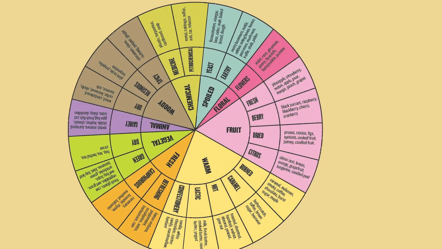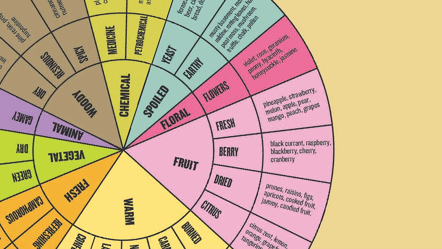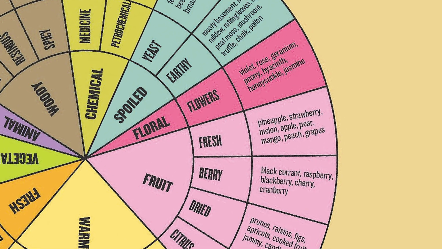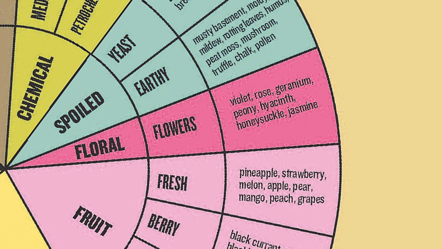The first category is the floral category. When we talk about a honey that's floral, we're talking about honeys that are reminiscent of different kinds of flowers. There's lilacs and honeysuckle, geraniums, chrysanthemums. We can also have fresh flowers and we can have some dried flowers.